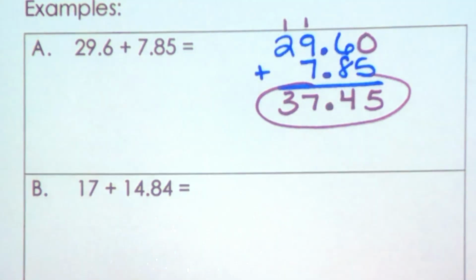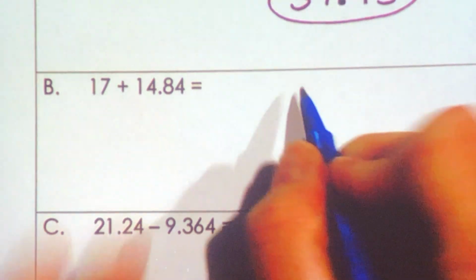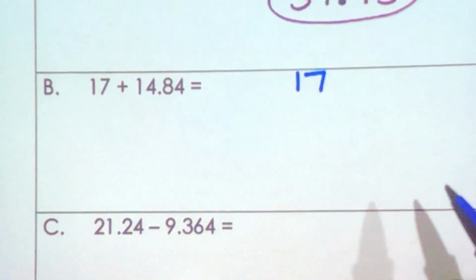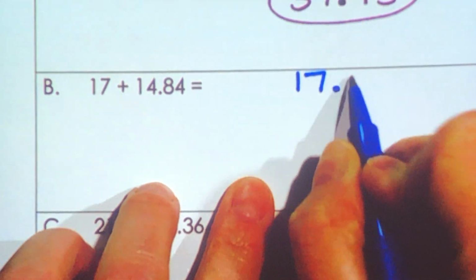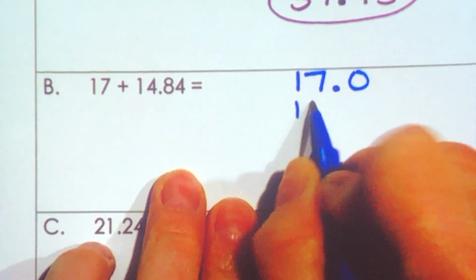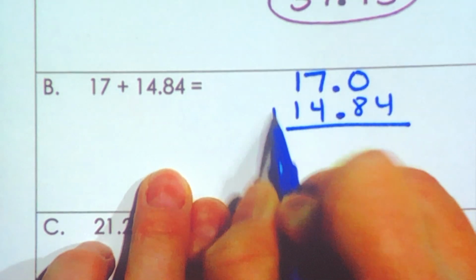I tried to give you a couple of strange ones. So I have 17 plus 14.84. We're going to line these up vertically. I write down my 17, and now you see there's not a decimal point, right? So where am I supposed to put the 14.84? How does this work? Well, if you have 17, remember that's the same thing as 17.0. That has the same value. 17 and 0 tenths is the same as 17, period, right? So now I can go ahead and line up this 14.84 underneath just like that.